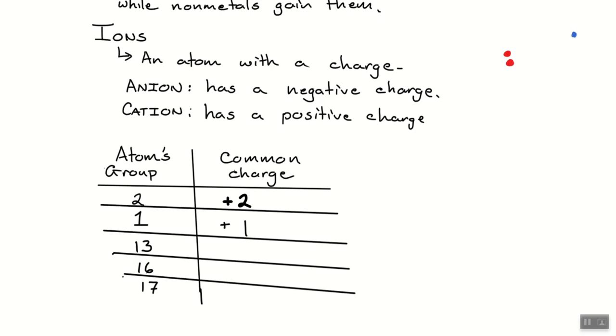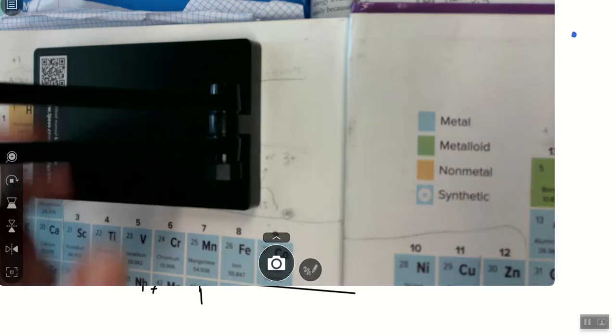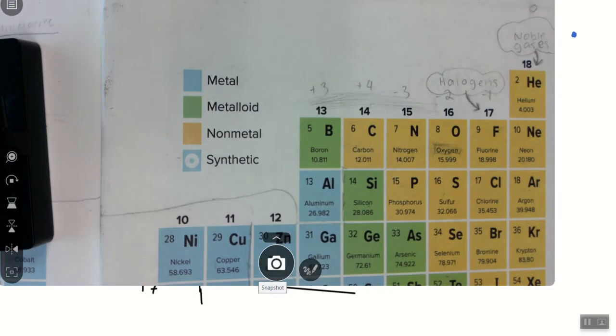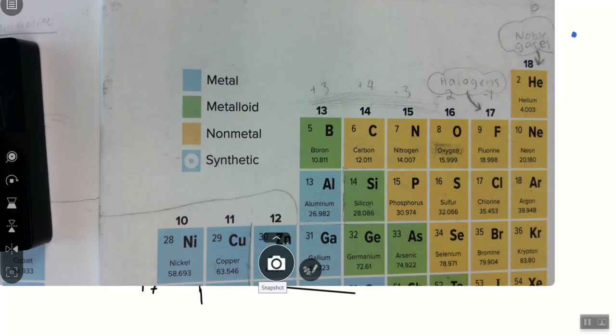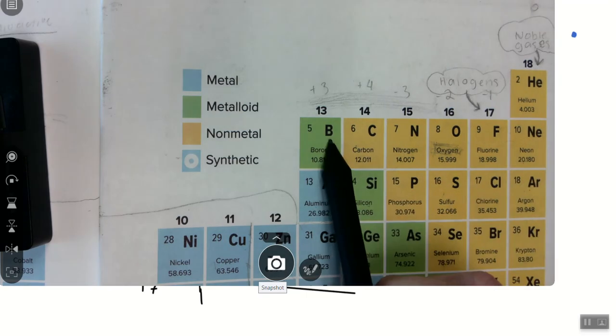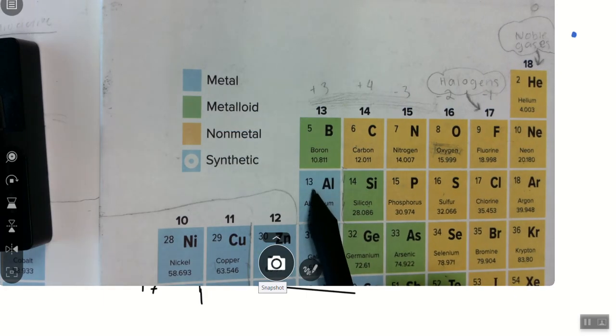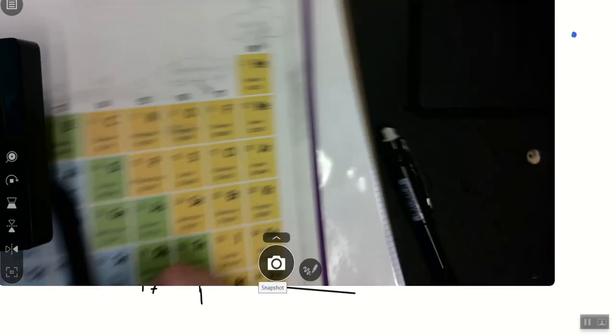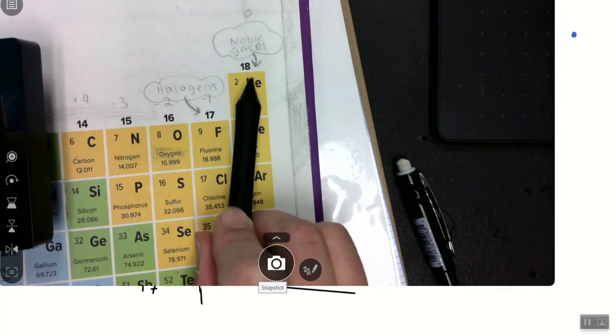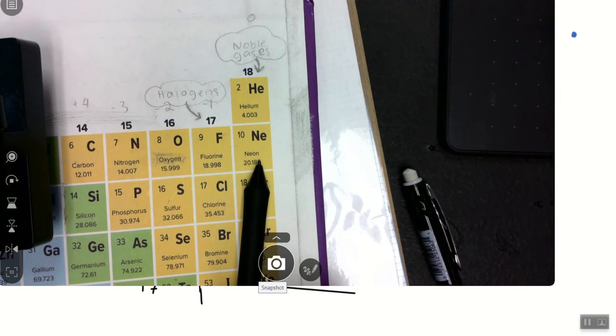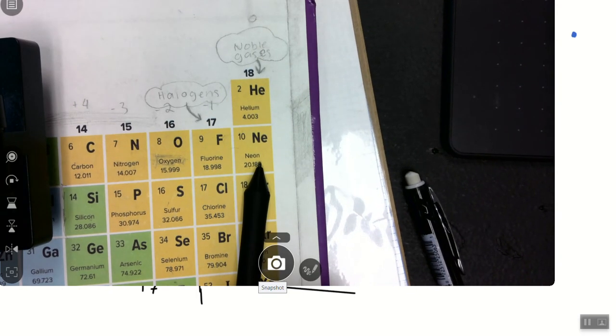Ronaldo. If I am in group 13, here I am, group 13. I have 2 options. I can either get rid of 3 or I can gain how many? 5. I can either get rid of 3 or gain 5. What's easier? 3. So if I got rid of 3, I'd be at what number? 10. And if I find element 10 that normally has 10 electrons, does it have 8 valence electrons? Yeah. And it's stable. Which means we had to lose 3 electrons, right?